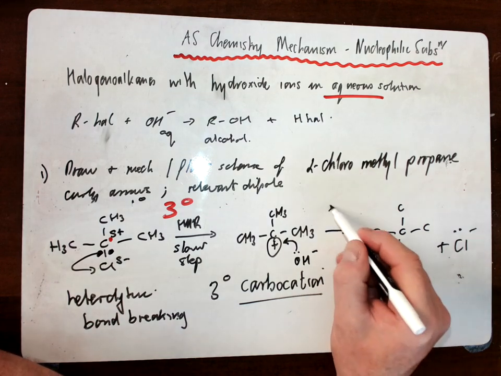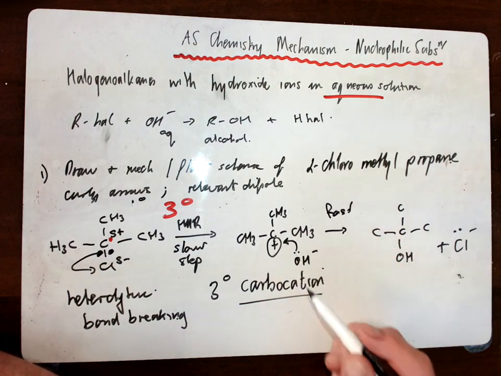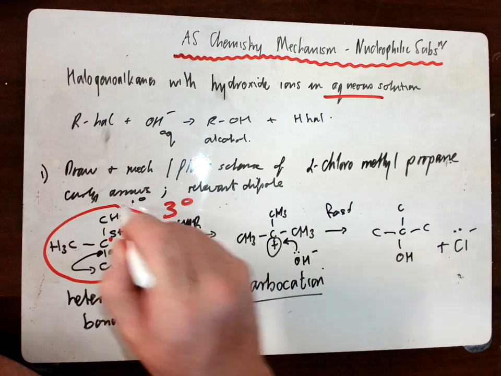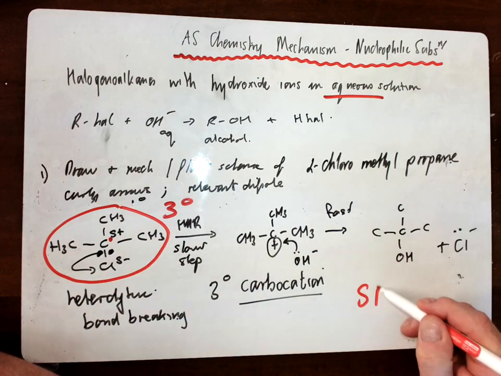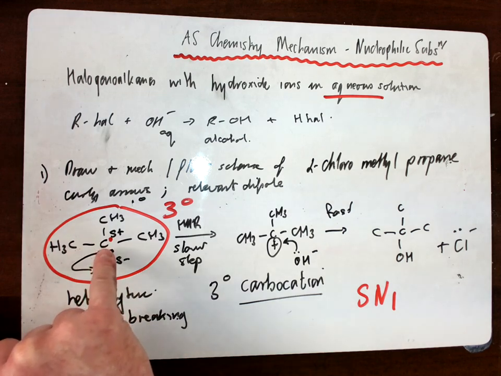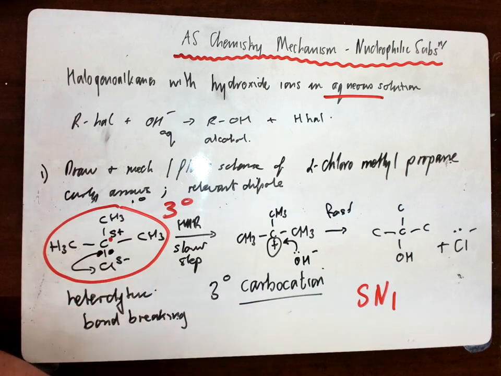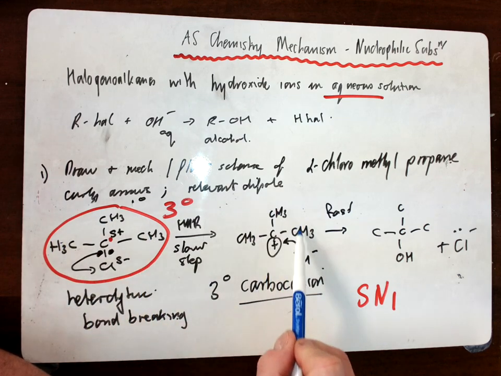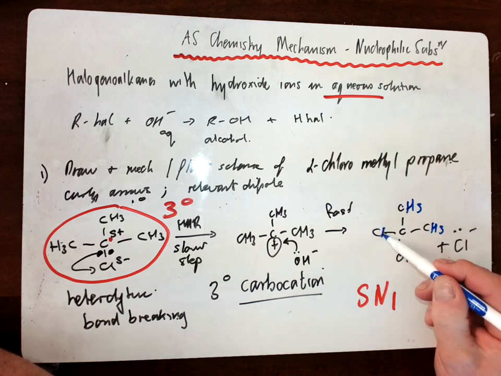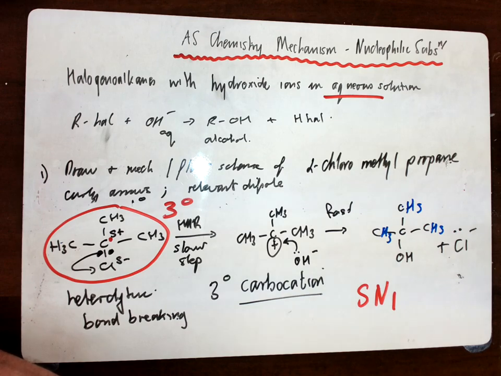Now, this is a very fast step. You've got a positive and negative ion attracting each other. This is the slow step. So this time, how many particles do we have in the slow step? Well, we just have the haloalkane itself. So this time we have an SN1 mechanism. Okay, so again, all you do, guys, is concentrate your efforts around this carbon here, and you draw all the other groups, whatever they are, each time. I'm putting my CH3s there. Each time as you go through the mechanism.